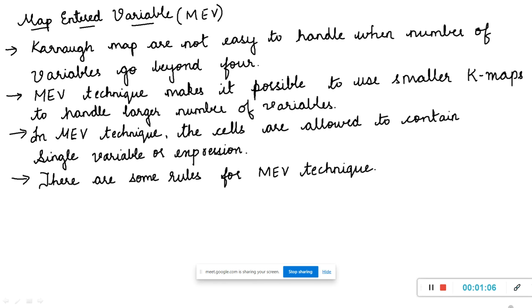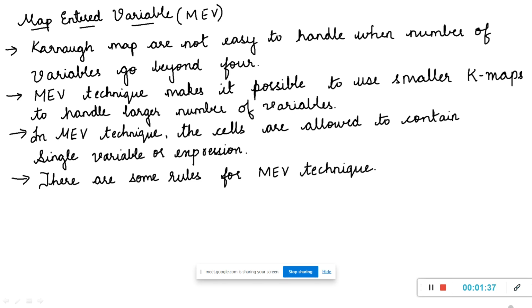What does this statement tell us? This statement tells us that a 4 variable K-map can be mapped onto a 3 variable, and a 3 variable K-map may be mapped onto a 2 variable. It is also possible that a 4 variable function can be mapped to a 2 variable K-map. That means smaller K-maps can handle a larger number of variables.